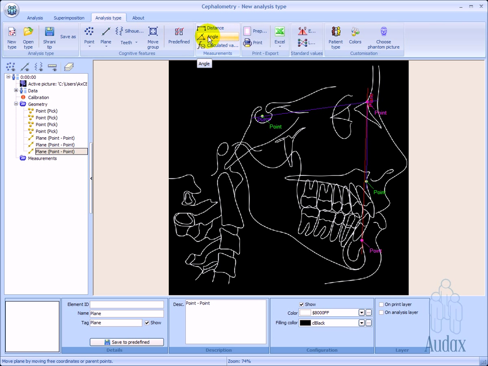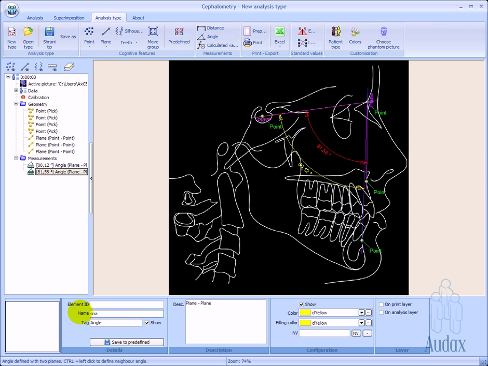We are interested in an A and B angle, which can either have a positive or a negative value. The value is defined by calculating the difference between SNA and SNB angles. These two angles can be named appropriately and then, using the equation editor, combined in a formula for calculating the A and B angle.